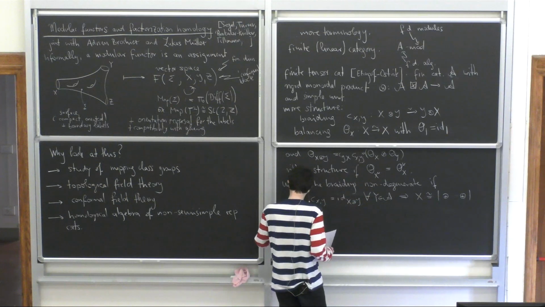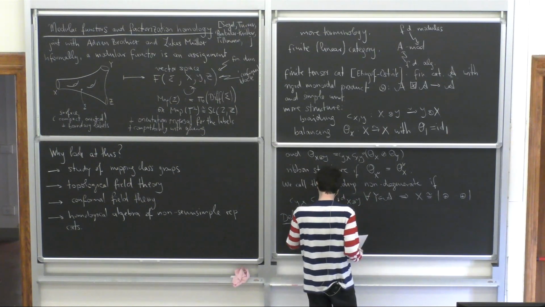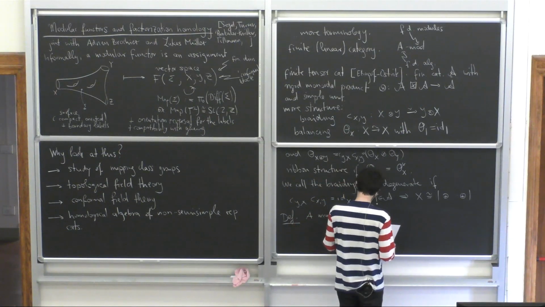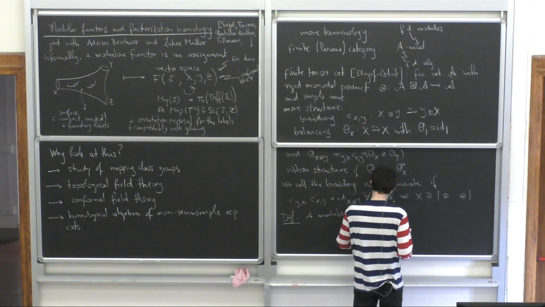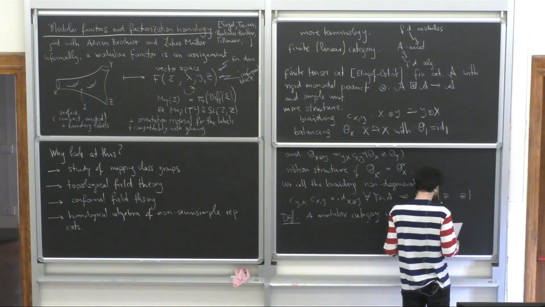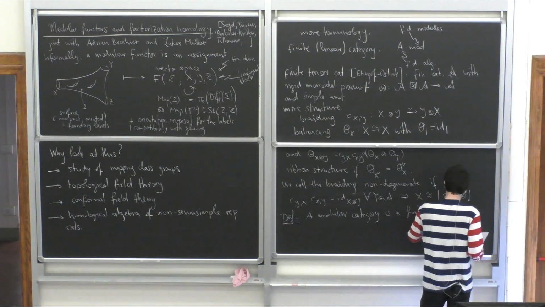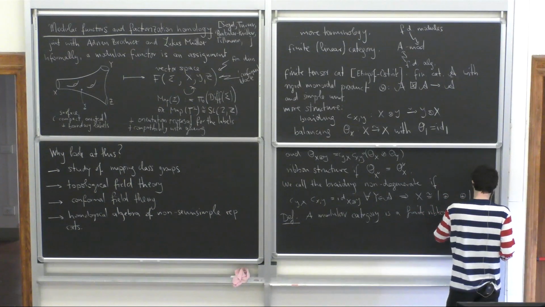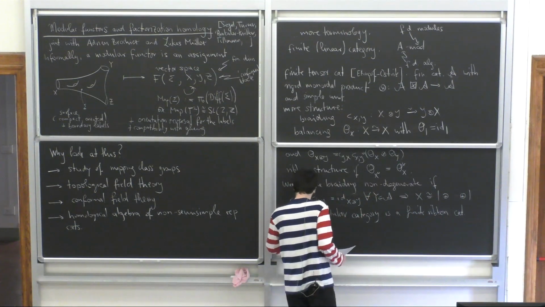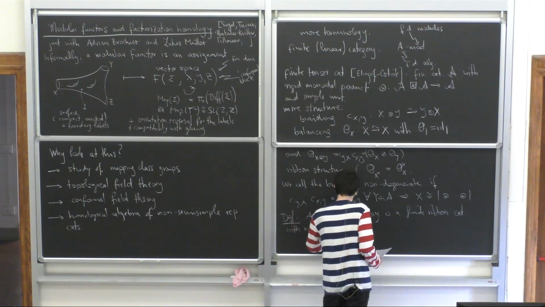And then, yeah, the first real definition would be the one of a modular category. And yeah, a modular category is a finite ribbon category with non-degenerate braiding.